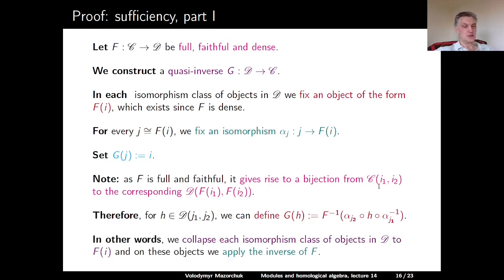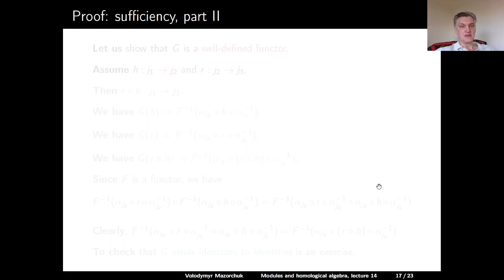So in other words, what we do, we collapse each isomorphism class of objects in D to the object F of I, and on these objects we define the functor G as the inverse of the functor F. Now we have only one morphism which is in the image of F, so we define G as the inverse. Okay, so this is a definition of G, and let us show that G is a well-defined functor.